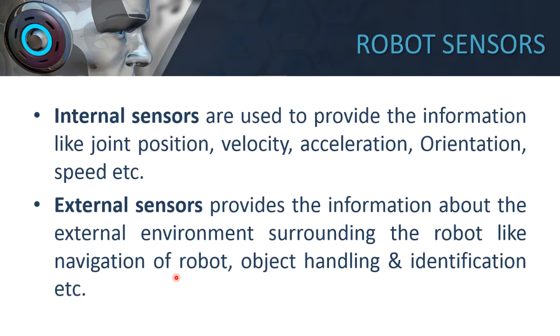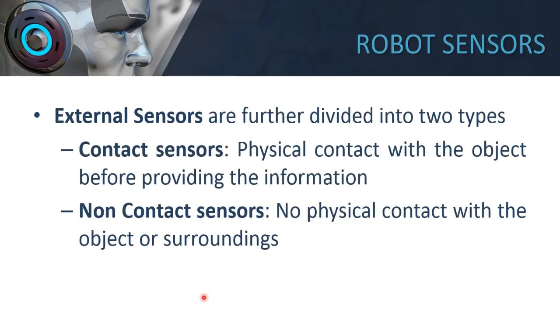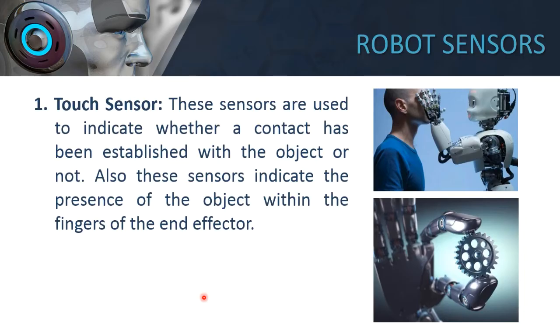For that, sensors are very much needed, and then object handling, and then identification of the object, etc. So these are the different types of sensors the robot has. Again, external sensors are further divided into contact sensors and then non-contact sensors. It was clearly explained to you in the flowchart that I showed you. We'll see what the external sensors are one by one.